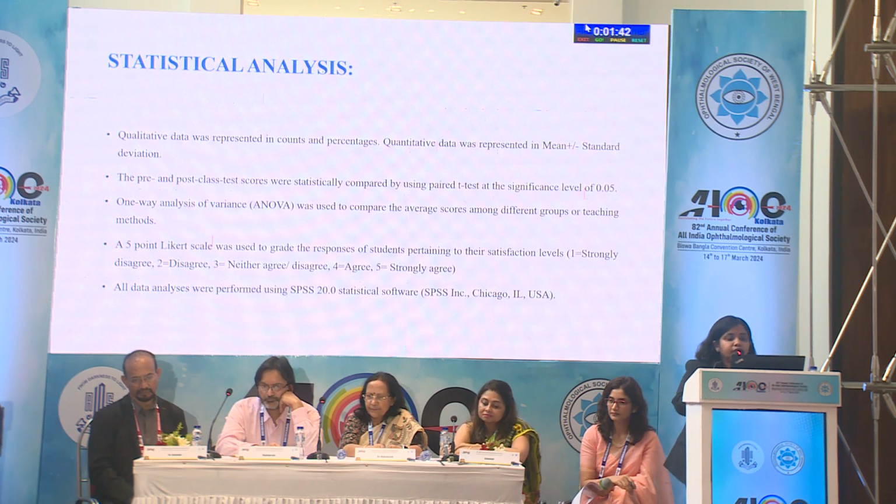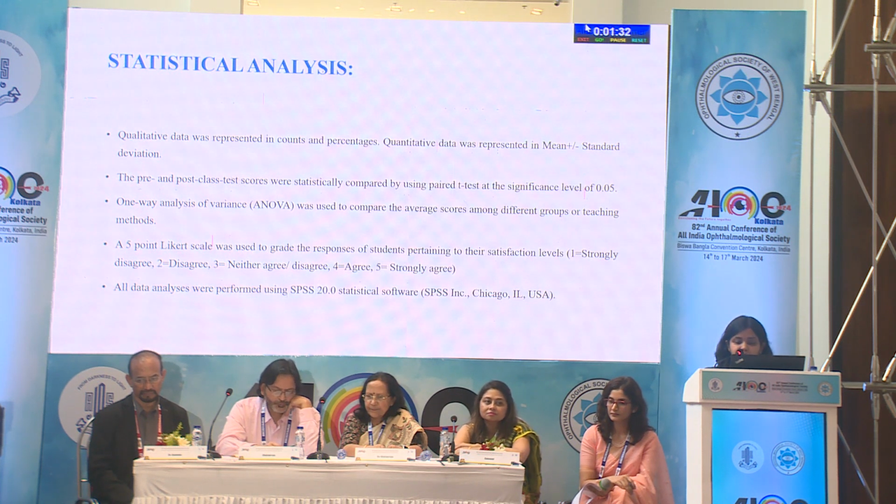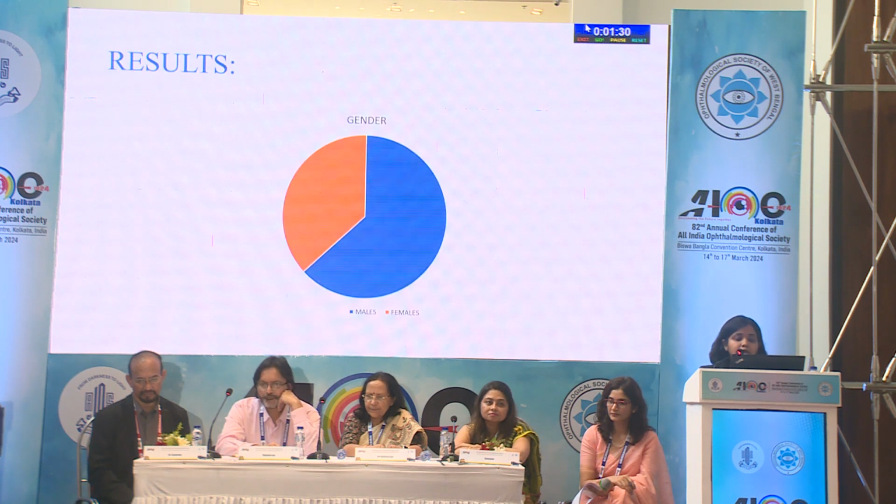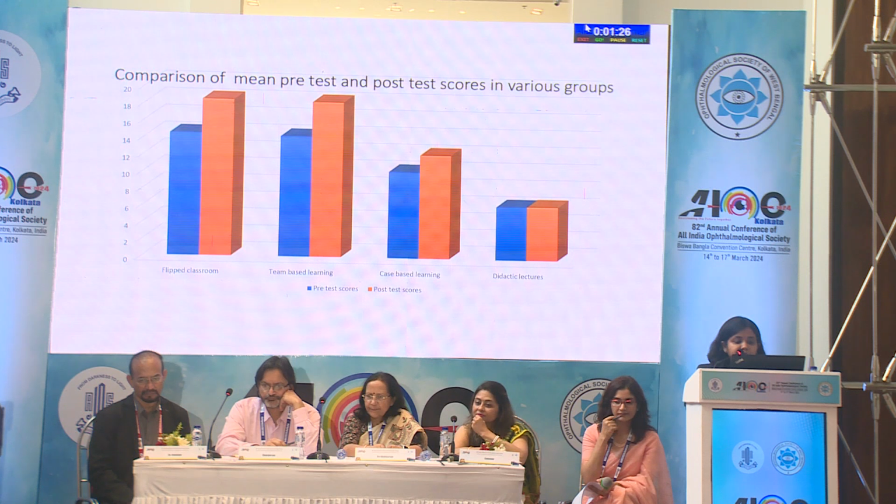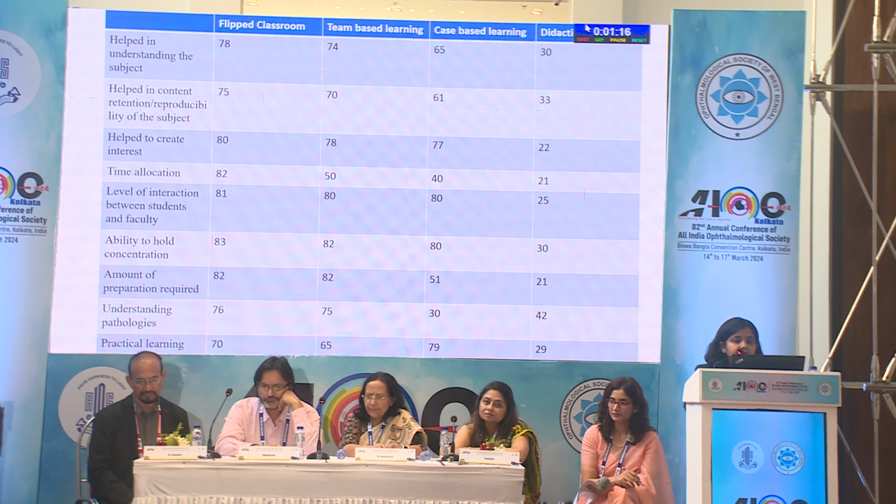The qualitative and quantitative data were presented in counts and percentages. Basically, pre and post class test scores were used. ANOVA was used to compare the average scores, and a 5-point Likert scale was used to gauge the response. There were more males as compared to females. When we compared the mean pre-test and post-test scores in various groups, it was statistically significant in the flipped classroom, team-based learning, and case-based learning.